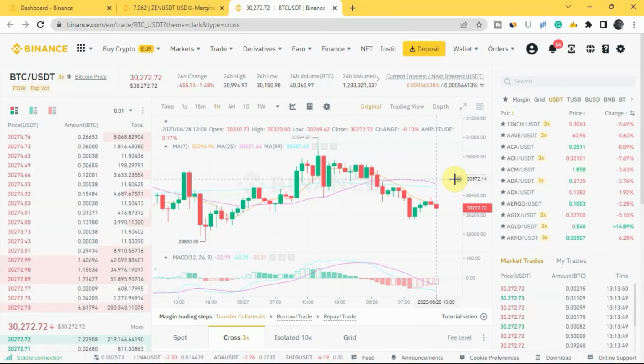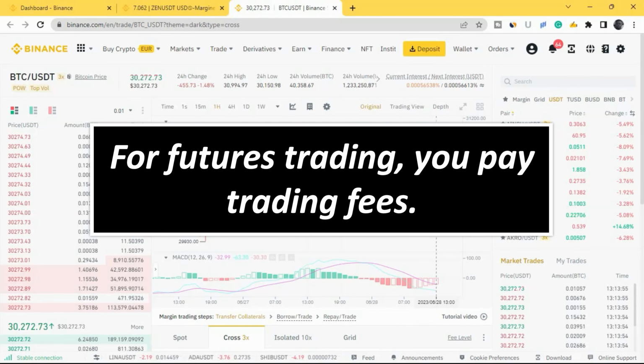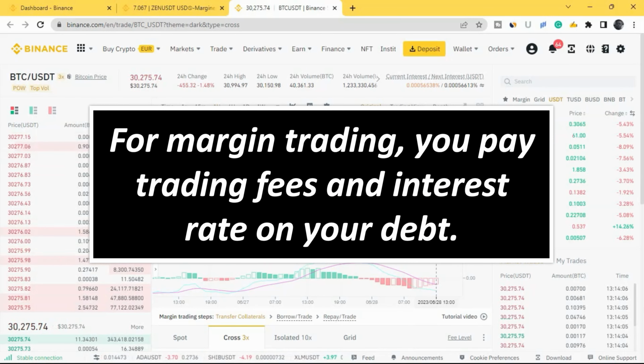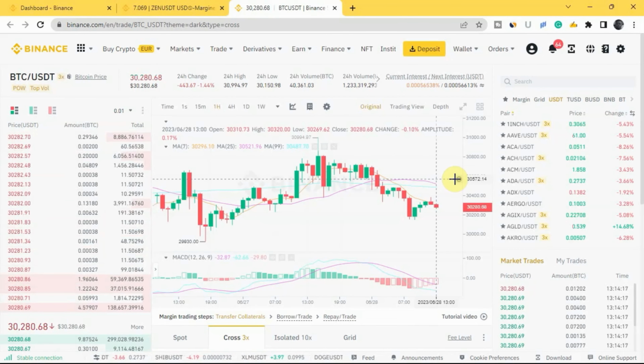Now, the fourth difference is the fee you are paying. For futures trading, you have to pay your trading fees for every trade you take, about 0.02% on every trade. For margin trading, you will also pay your trading fee, and you will also pay an interest on your debt. The funds you are borrowing while doing margin trading have an interest fee going on that debt. There is something called the hourly interest rate on the funds that you borrowed. So you are going to be paying that, and you will also be paying your trading fee. These are the main differences between futures trading and margin trading.